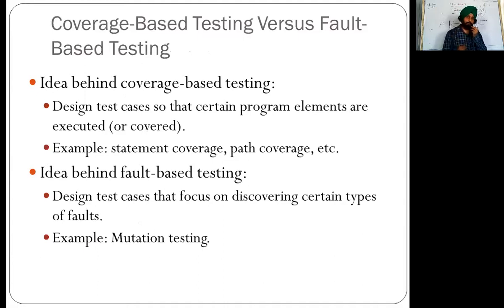It is of two types, coverage based testing and fault based testing. In coverage based testing, we design test cases in such a manner that they cover the whole code. The idea behind fault based testing is that we design the test cases so that our main focus is discovering certain types of faults. The best example of fault based testing is mutation testing, which we will cover in further slides. Next.